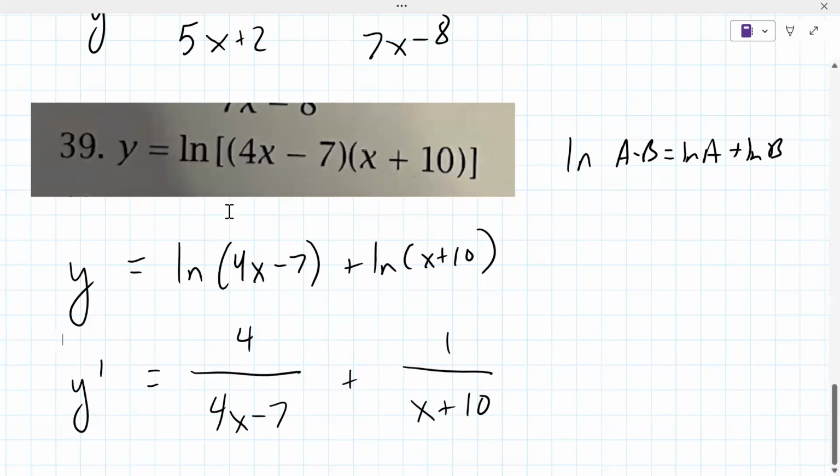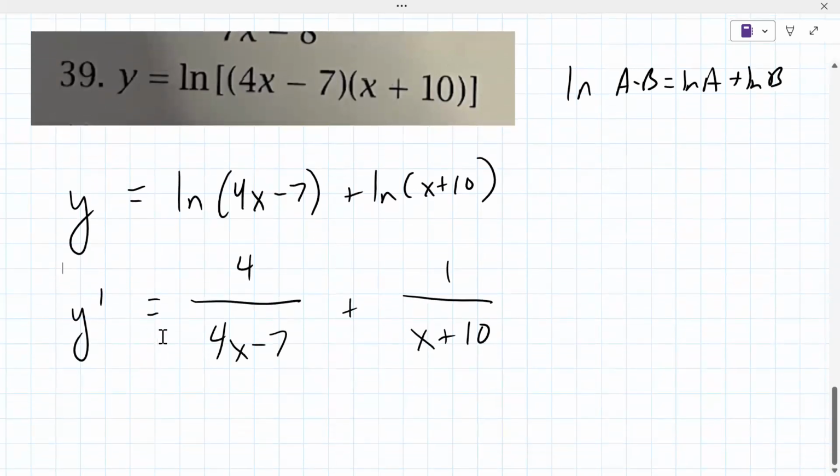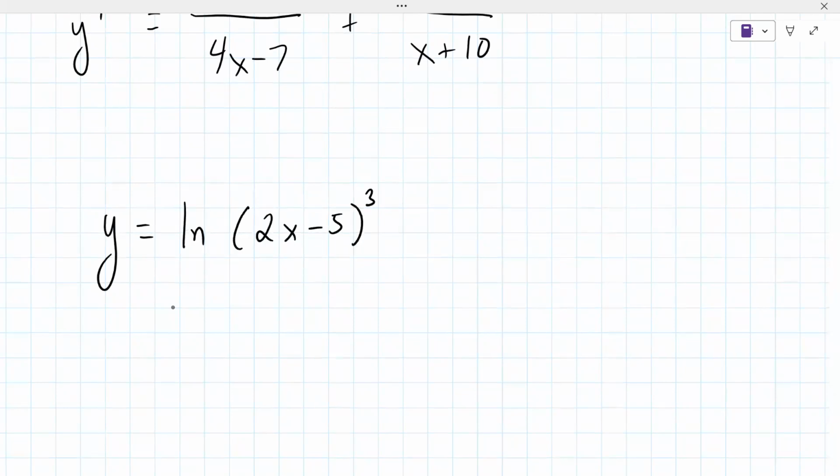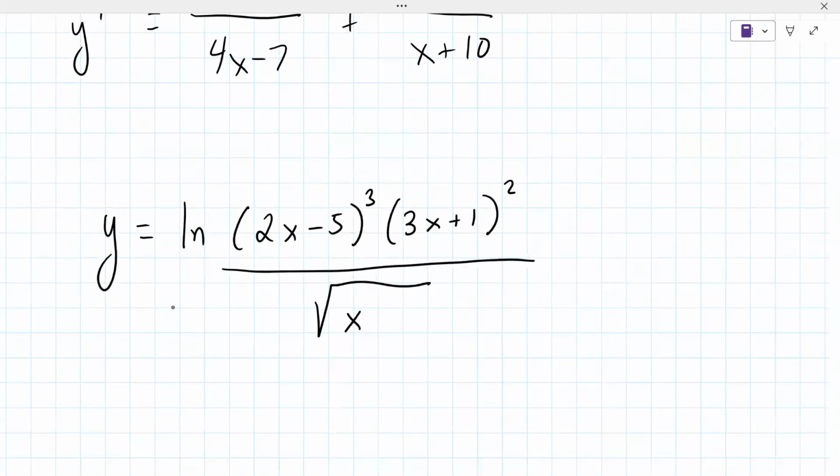Yeah. So that kind of is pretty straightforward. Here's a problem that I feel is the kind of problem I would want to give. I would want to give you something like, let me do it differently, 2x minus 5 to the third, 3x plus 1 squared, over the square root of x minus 2.